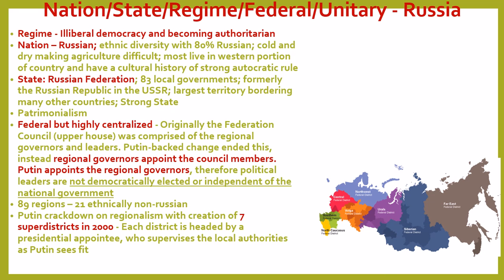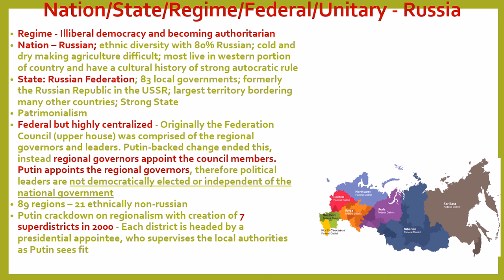An example of this is the governors. Before Putin made the changes, the Federation Council, which is the upper house of the legislature in Russia, was comprised of regional governors and leaders. But then Putin changed this, ending this practice, and now the regional governors appoint members to the Federation Council. So the regionals appoint members to the Federation Council, and Putin now appoints the regional governors. Therefore, the political leaders in the Federation Council are not democratically elected or independent of the national government, because essentially Putin indirectly appoints them, right? So as a result, we have a highly centralized, although federal system.